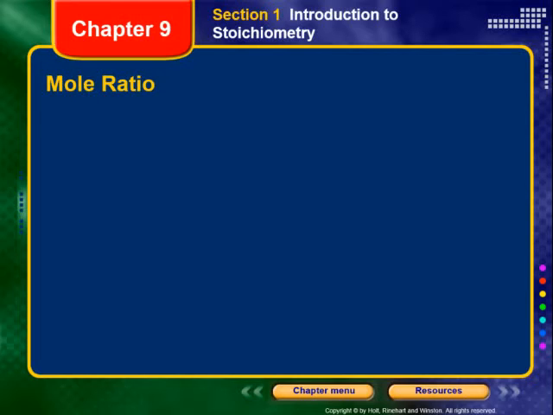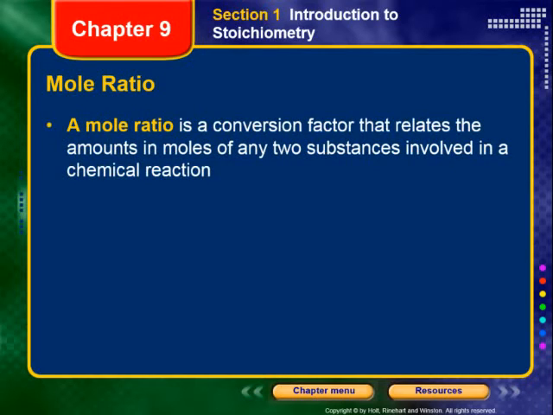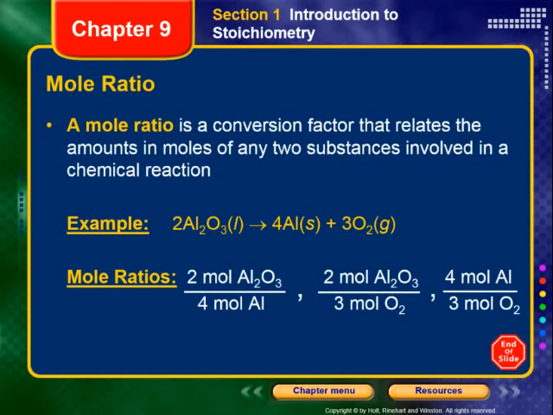All right, and we need to talk about this magical mole ratio. This is one of the things you'll need to do specifically for this section: identify the significance of the mole ratio. The mole ratio is a conversion factor that relates the amounts in moles of any 2 substances involved in a chemical reaction. For example, we have this particular chemical reaction. We have aluminum oxide decomposing into aluminum and oxygen gas. We have several different mole ratios present.